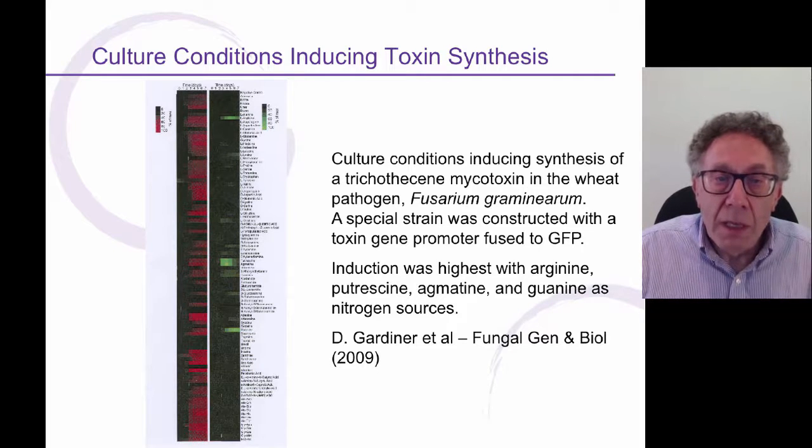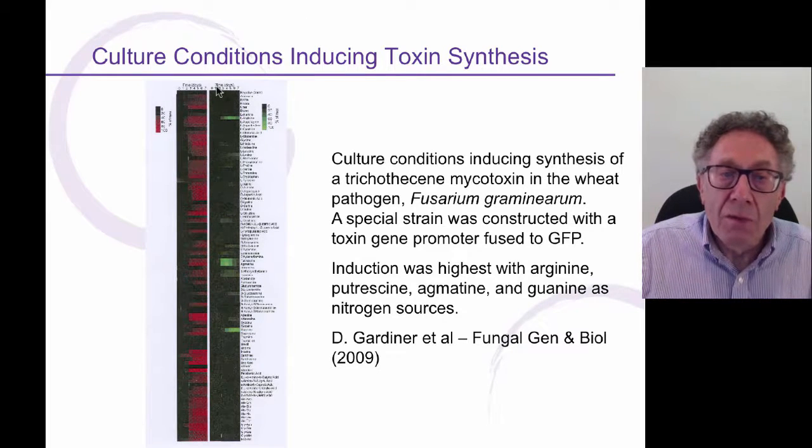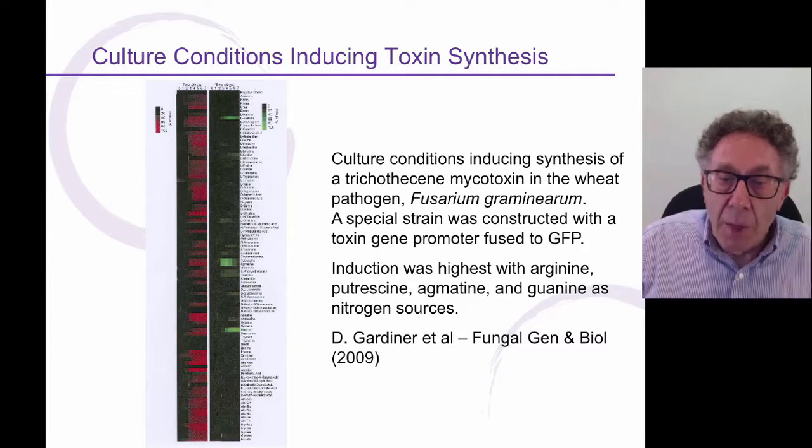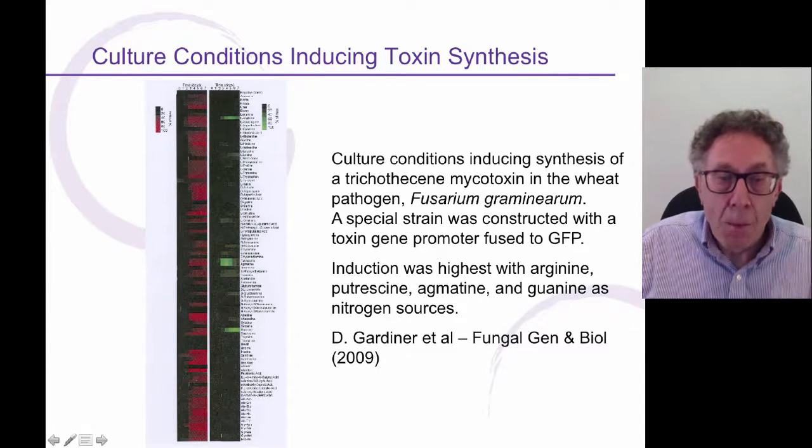So they set up an experiment and followed for 7 days, looking for green fluorescence in the wells of the phenotype microarray. And nothing happened up until the third or fourth day. And finally, on day 3 or day 4, they started to see green fluorescence in 4 wells, here, here, and here. And it turned out that it was the use of polyamines such as arginine, putrescine, agmatine, and guanine as nitrogen sources, which are the strongest factors that turn on toxin production in Fusarium.